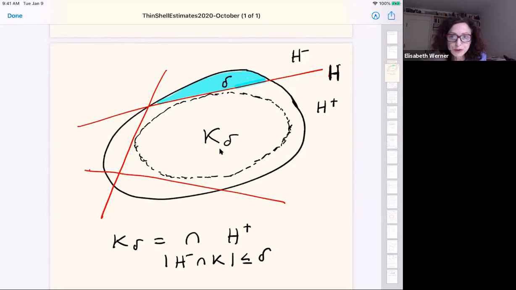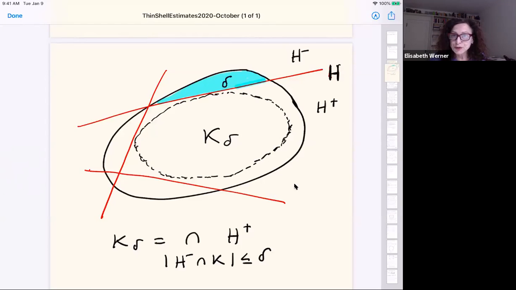So the floating body is always a subset of the original body, and it's convex because it's an arbitrary intersection of convex sets. Of course, we have to pick delta sufficiently small, it shouldn't be bigger than, say, half the volume, otherwise we would get the empty set. So we want to take delta such that we can expect that things make sense.